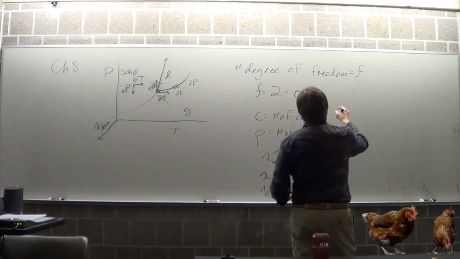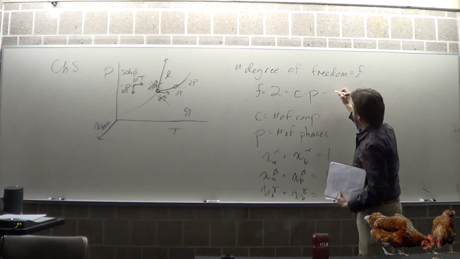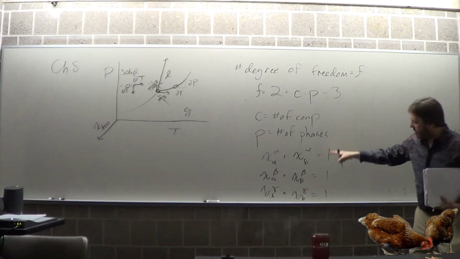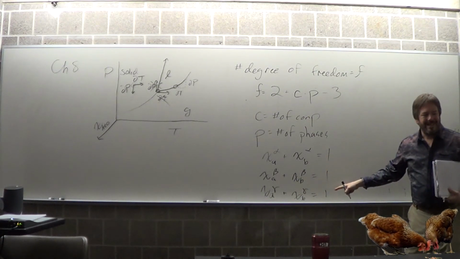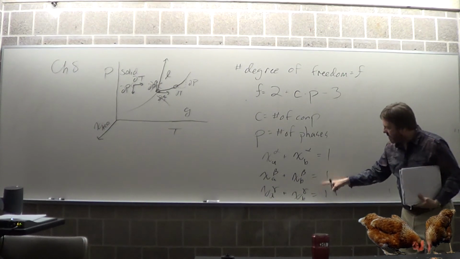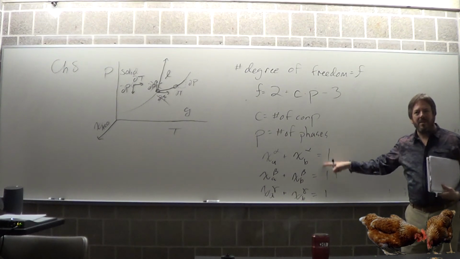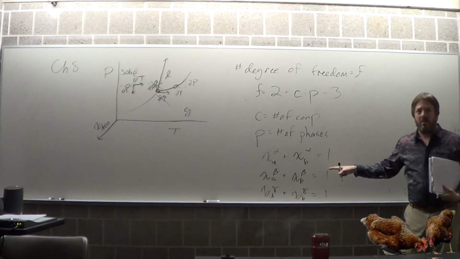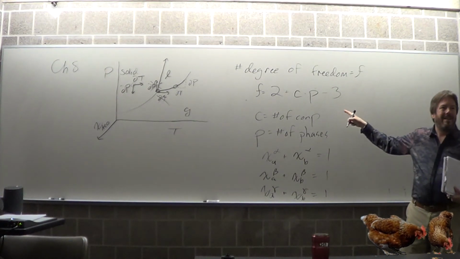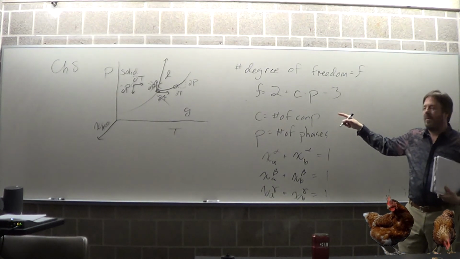Okay, so now what do you think? Should I subtract 3? It looks like I should subtract 3, right? Well, hold on, I have 3 equal signs. So that means that these are things I don't control. I don't control that mole fractions add to 1. Each equal sign is therefore a constraint, so I subtract 3. That actually is the answer, by the way.